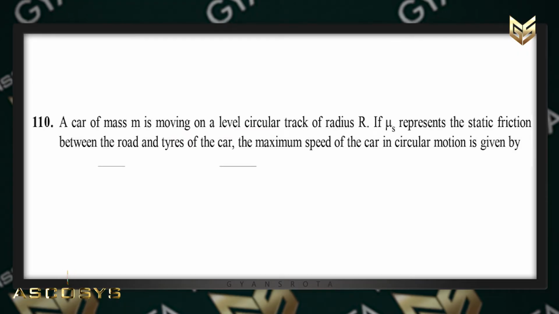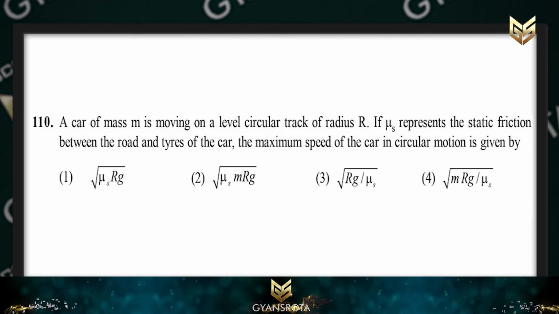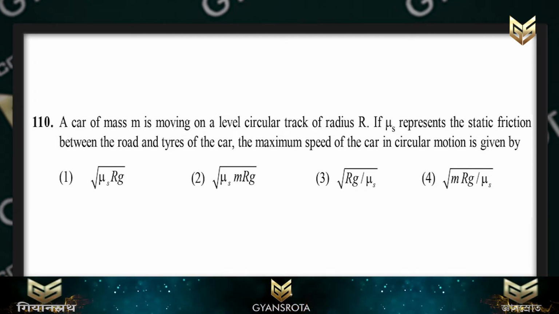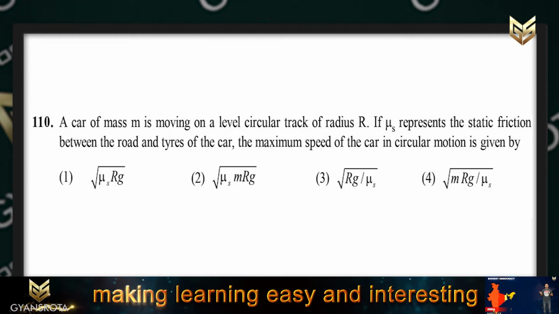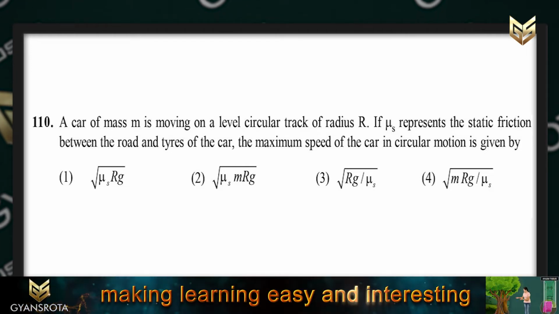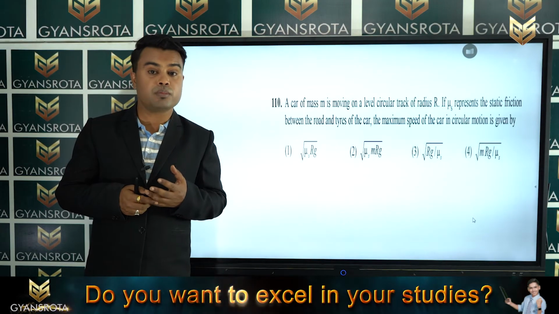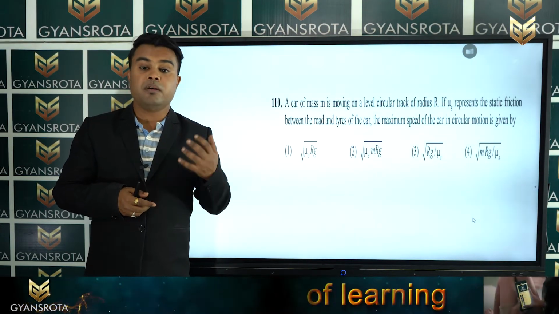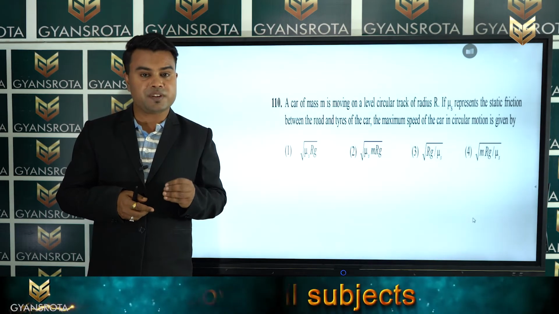A car of mass m is moving on a circular level track of radius r. If mu s represents the static friction between the road and the tires of the car, the maximum speed of the car in circular motion is given by how much? This question came from the topic uniform circular motion from the motion chapter. Please note it, there is a direct derivation for this question which is done in your videos.